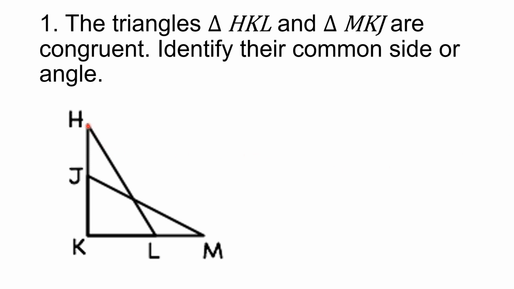I'm looking at triangle HKL first, just outlining that so you can see the triangle. I don't think it shares a side. It shares a portion of a side, but not an entire side with the other triangle. And let's look at MKJ. Again, it shares a portion of a side with the other triangle, but not an entire side. So they do not have a common side.